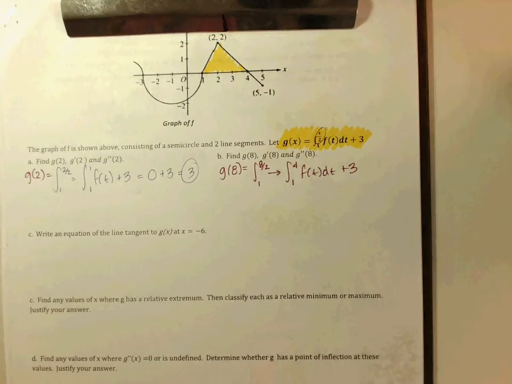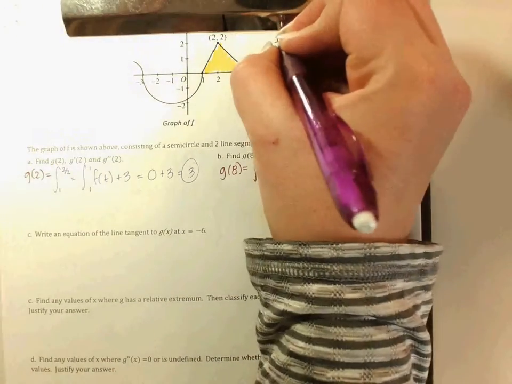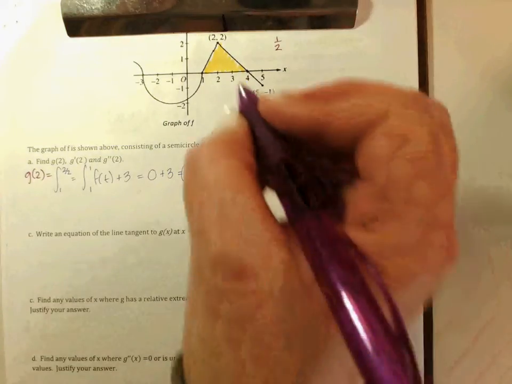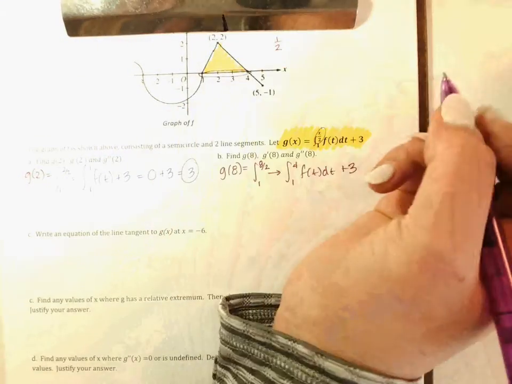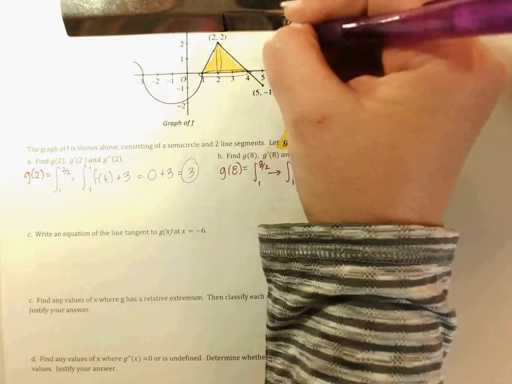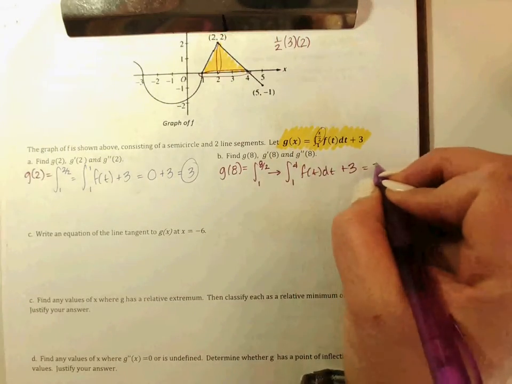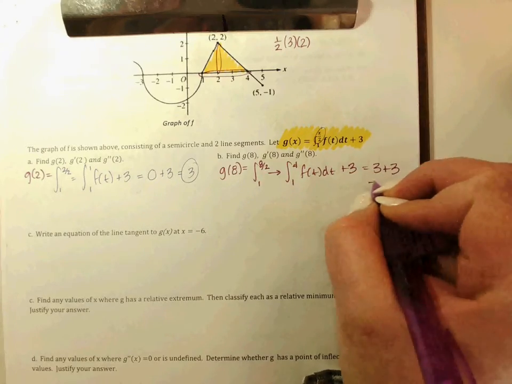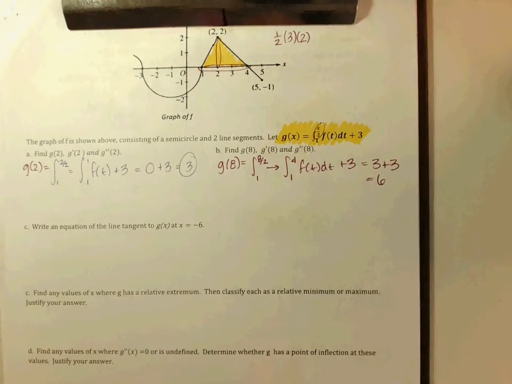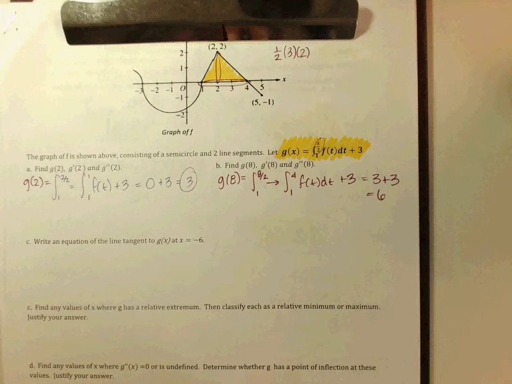1/2 base times height. How long is the base? Yay, no one said 4. Okay, that's 3. The height is 2. 1/2, 3 times 2 is half of 6, which is 3. And then what's 3 plus the 3 in the back? 6. Okay, I have g of x.